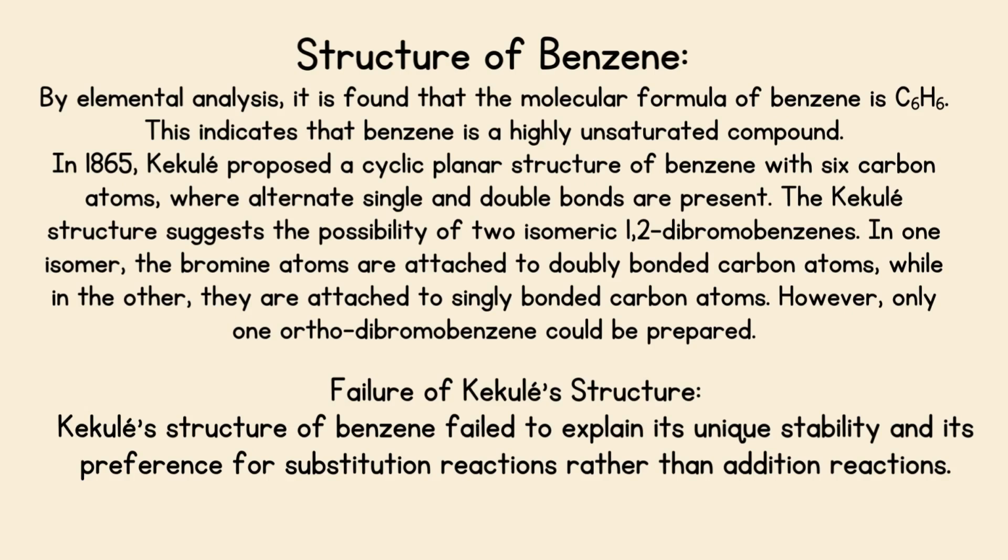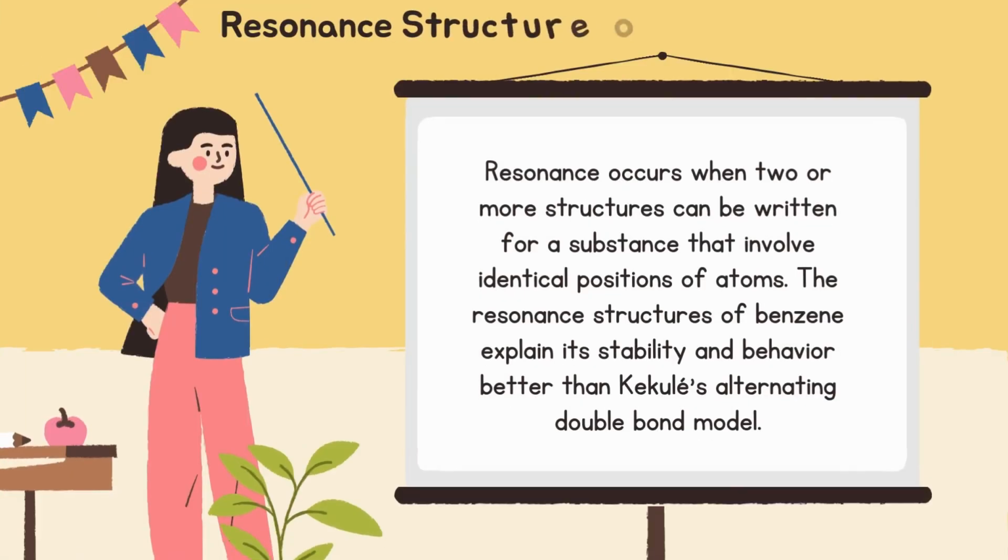However, only one ortho-dibromobenzene could be prepared. Failure of Kekulé's structure. Kekulé's structure of benzene failed to explain its unique stability and its preference for substitution reactions rather than addition reactions. Resonance structure of benzene. Resonance occurs when two or more structures can be written for a substance that involve identical positions of atoms. The resonance structures of benzene explain its stability and behavior better than Kekulé's alternating double bond model.